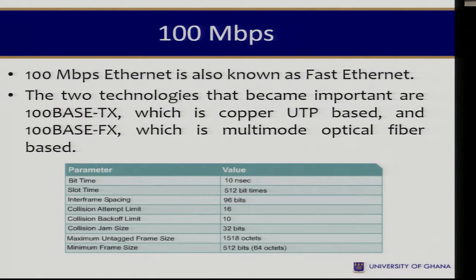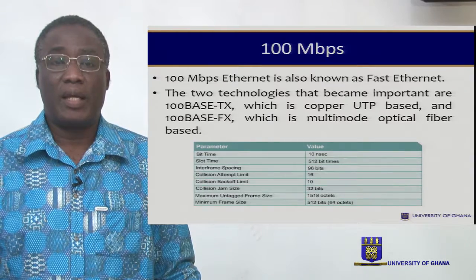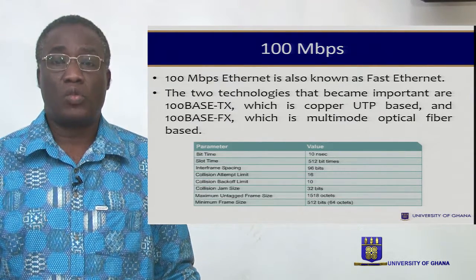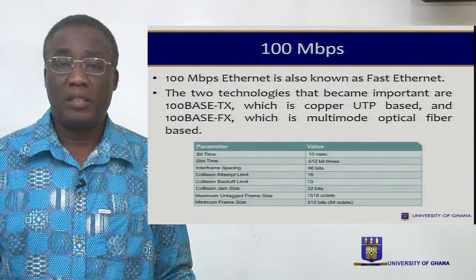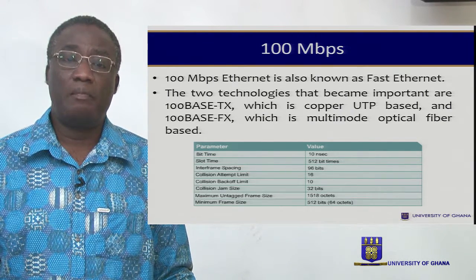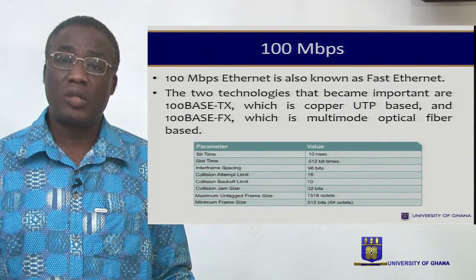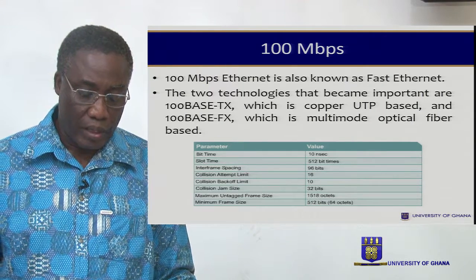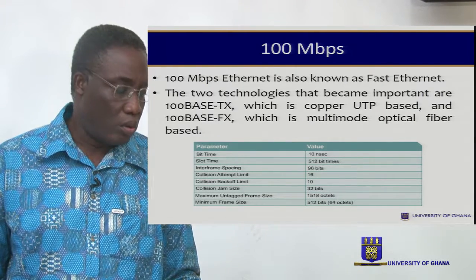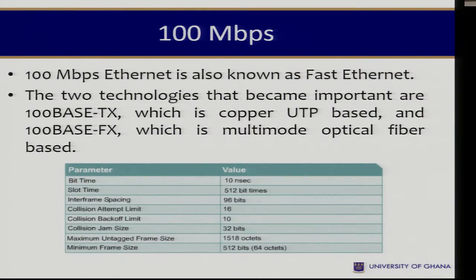The 100 megabits per second technology is also known as Fast Ethernet. Two technologies that became important are the 100BASE-TX, which is copper unshielded twisted pair, and the 100BASE-FX, which is a multi-mode optical fiber. The table shows you some of the important parameters and their values for this type of Ethernet.